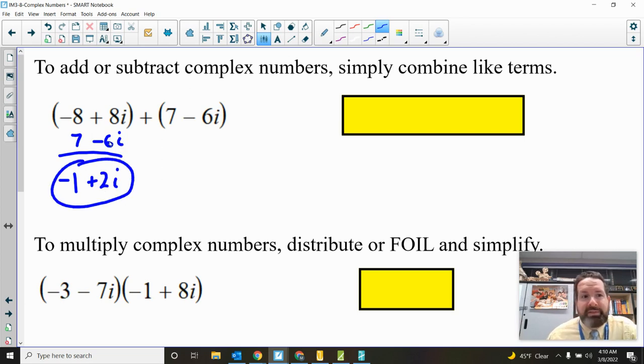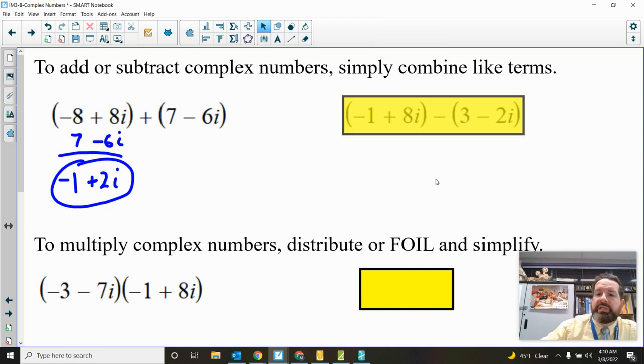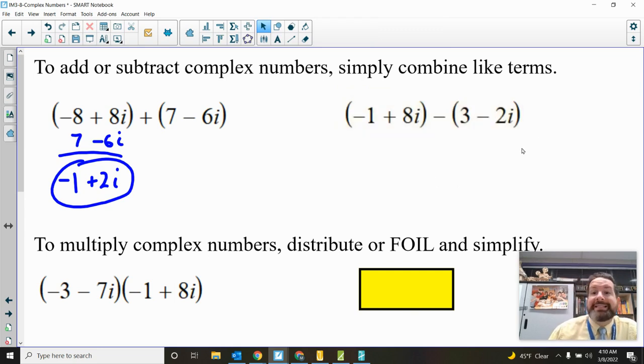Don't make it more complicated than this. Real parts get together, imaginary parts get together. When you're dealing with subtraction, it's the same thing, but you need to be mindful of your signs. So really, it's negative 1 minus 3.